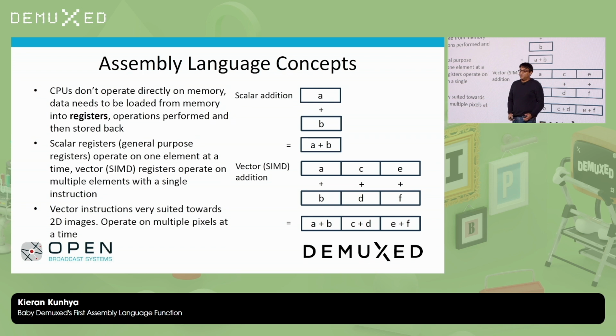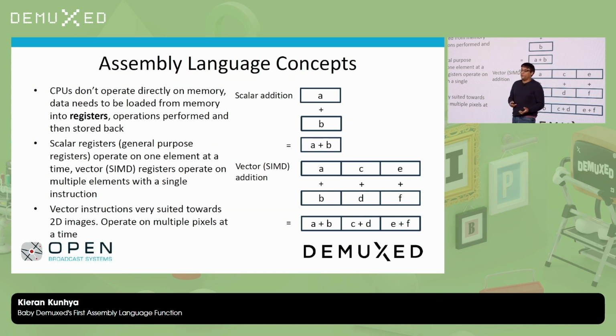So let's get into the concepts. First main concept: CPUs don't operate directly on memory. You load data to and from memory into what are known as registers, and then you do your operations, addition, multiplication, whatever, and then you move them back. You store them.